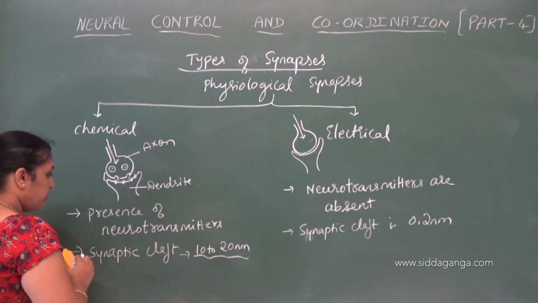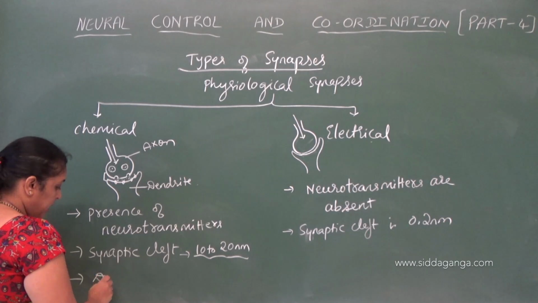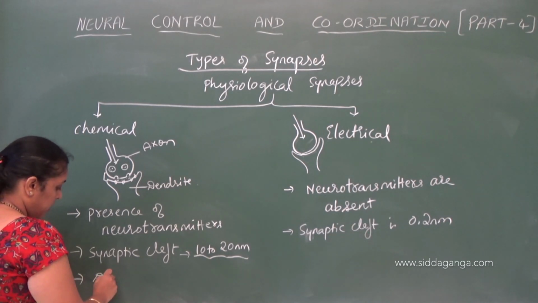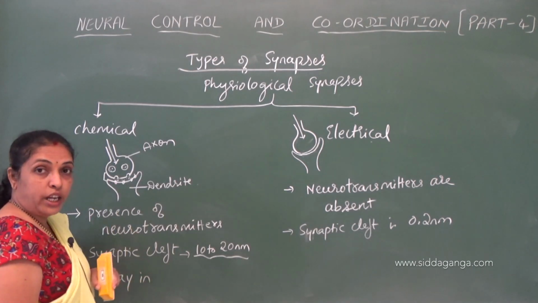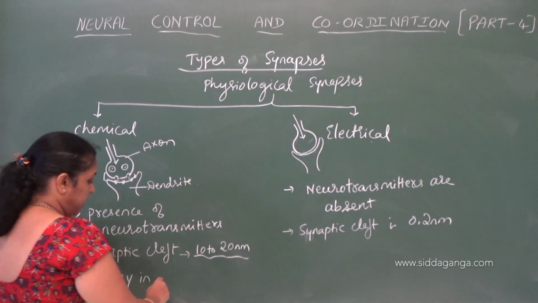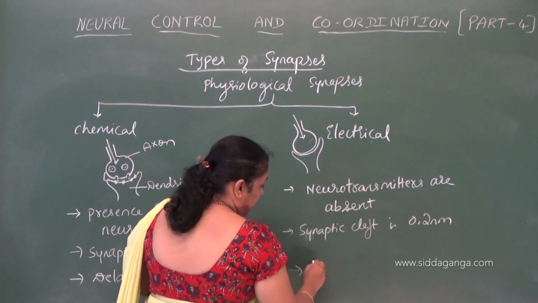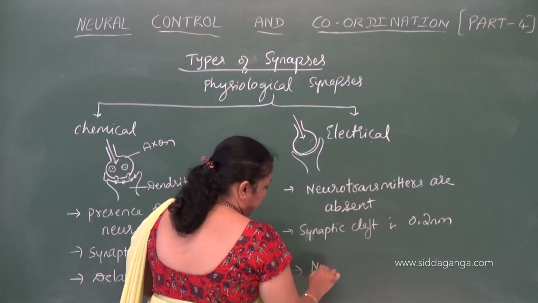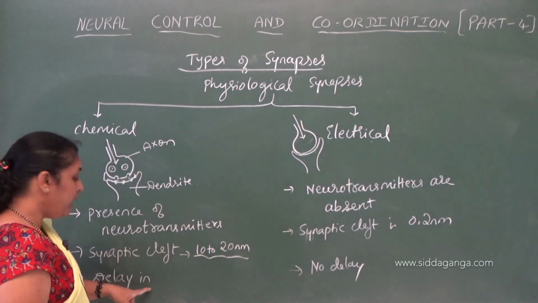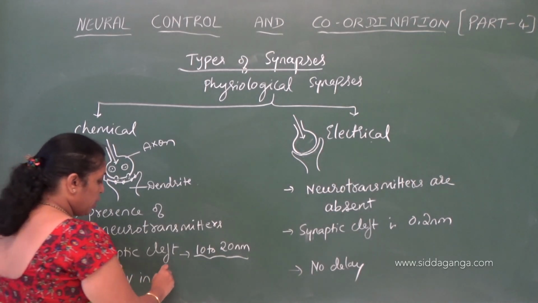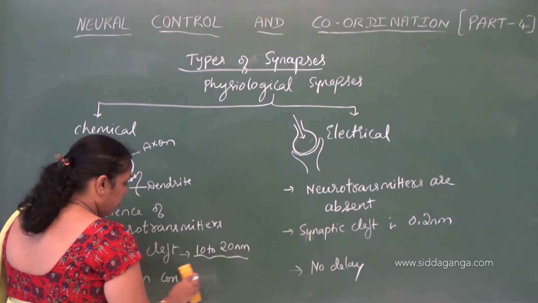And we can write the next point: delay in the synaptic cleft, or delay in the conduction of impulse. Here we see very little or no delay in the conduction or transfer of impulse.